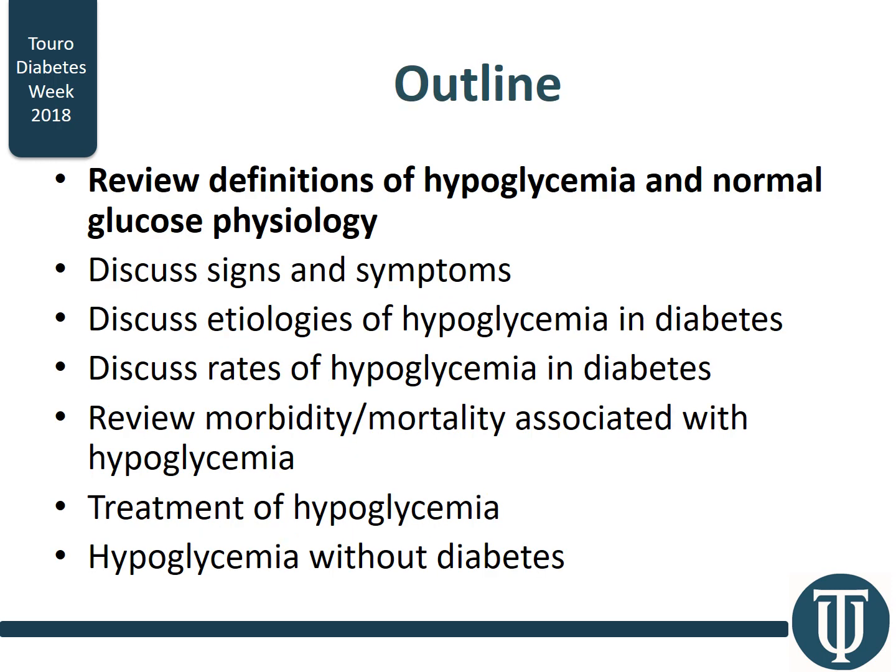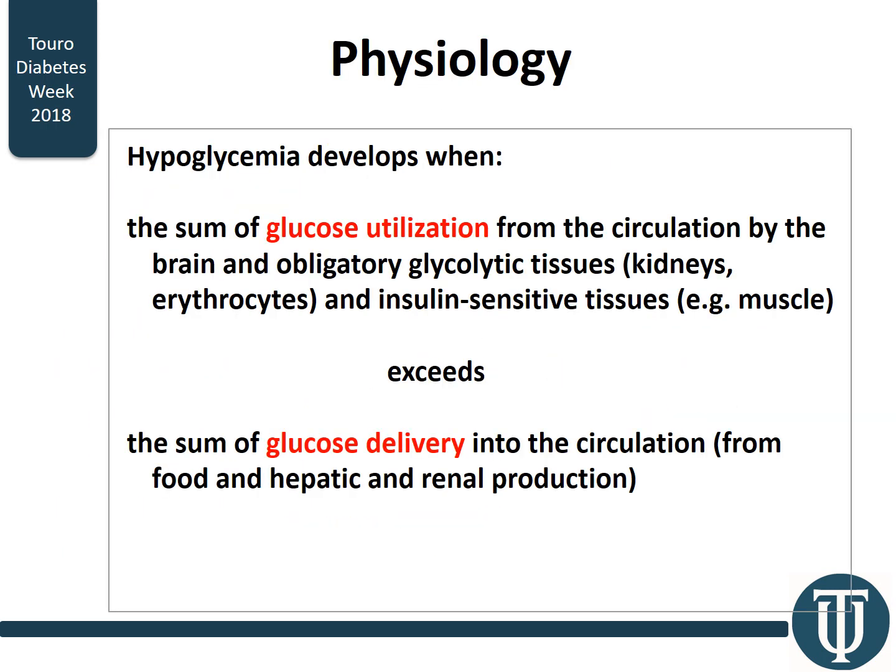Here's the outline for the session, and so we'll start with definitions of hypoglycemia and normal glucose physiology. So just at a very simple level, hypoglycemia occurs when the sum of glucose utilization exceeds the sum of glucose delivery. Even though that's a very simplistic definition, the body has many systems by which it regulates glucose across a wide range of environments and physiologic stimuli, but the glucose stays relatively constant. And so it is important to recognize that the body is able to control this very elegantly.